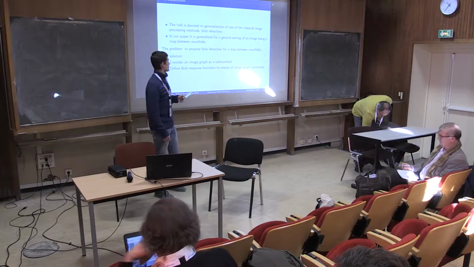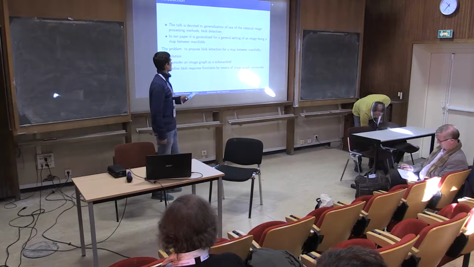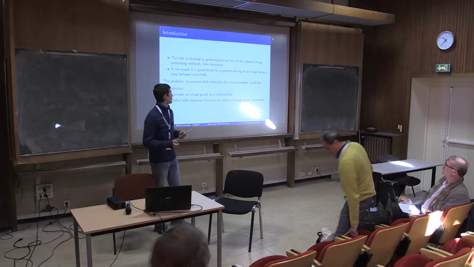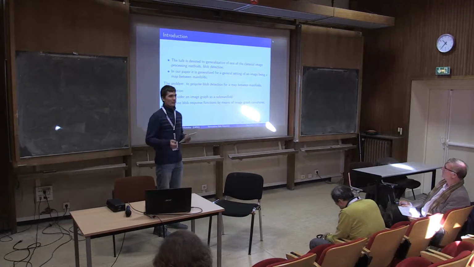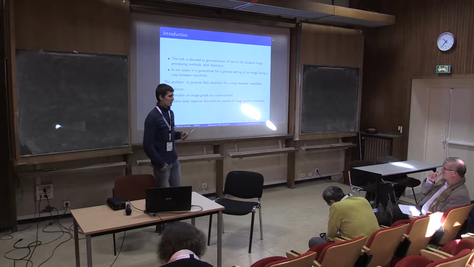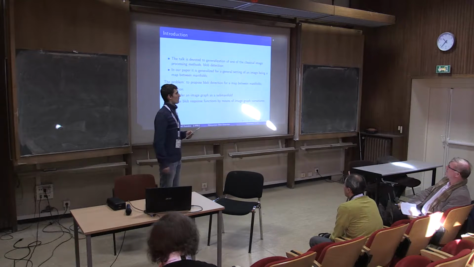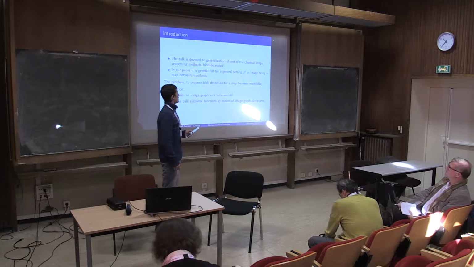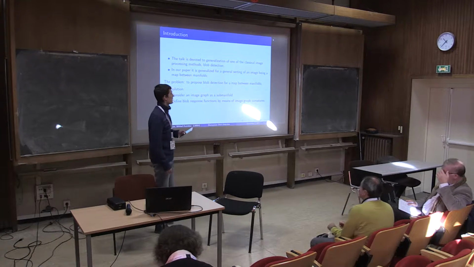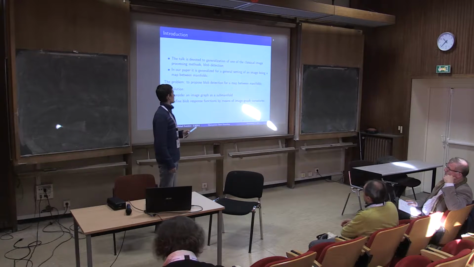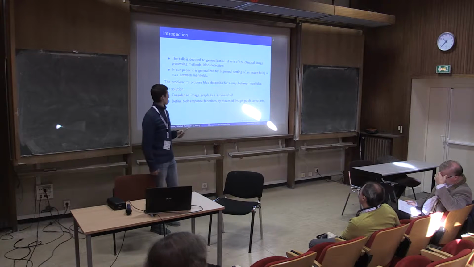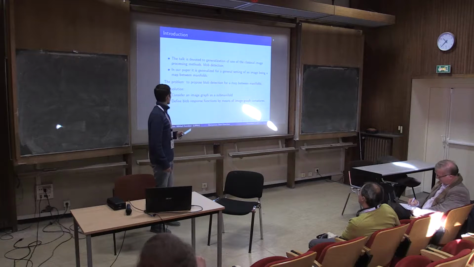This talk is devoted to the generalization of one of the classical image processing methods, blob detection. In our paper, it is generalized for a general setting of an image being a map between manifolds. So, as usually a grayscale image is modeled as a function from R to R, this generalized image is modeled as a map between two finite-dimensional manifolds. So the problem is to propose a blob detection method for a map between manifolds.